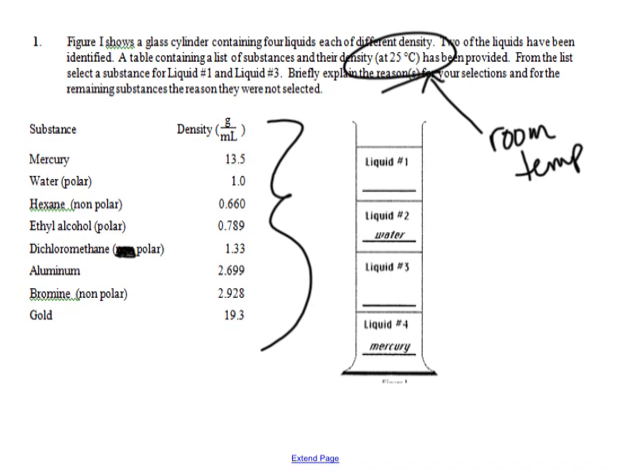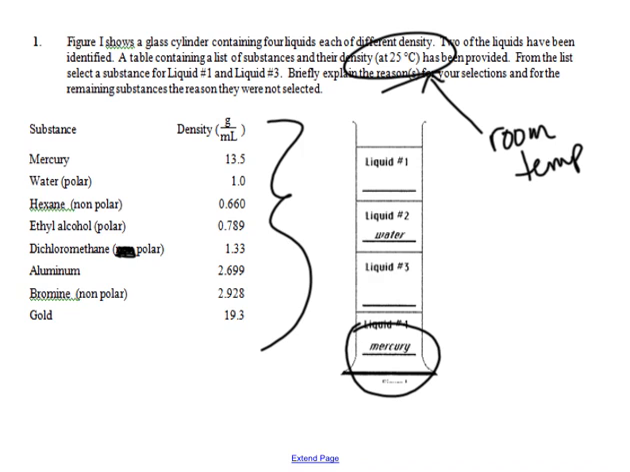So let's start with liquid number 3. Liquid number 3, what has to be true about its density? I heard it, higher than water but lower than mercury, right? Because the heaviest falls to the bottom. That's why mercury is down low, because it's got the highest density. So what are some options that liquid 3 could be?